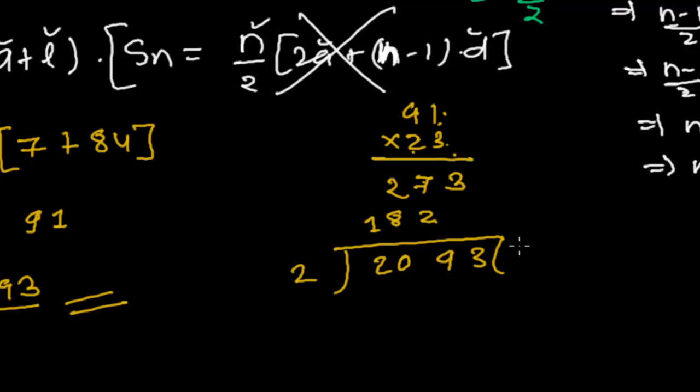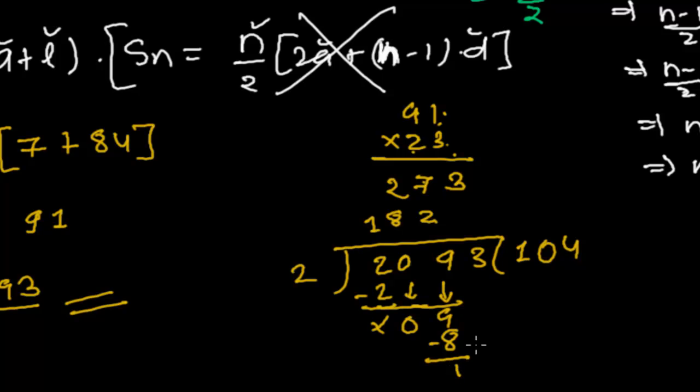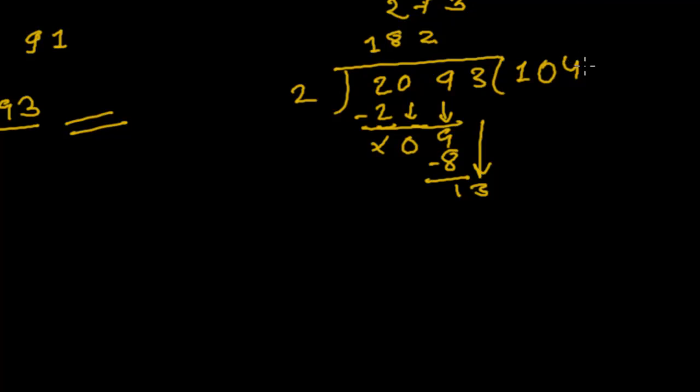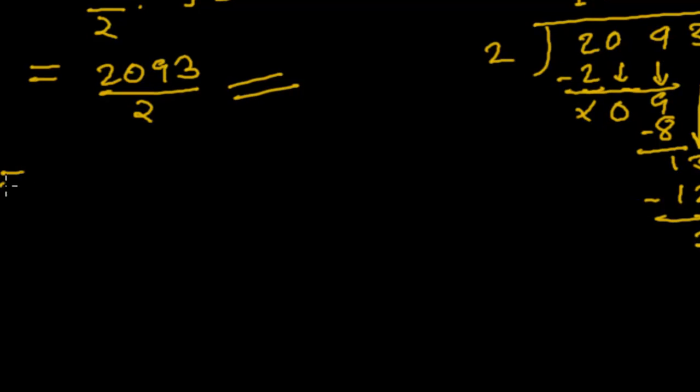So let me divide this by 2, right? 2 1s are 2, right? Then there is 0, so I can also write here 0, and now this 9 is coming, right? So 2 4s are 8, again 1 is coming, this 3 will fall down here, right? So 2 6s are 12, right? And we get 1, and then what I can write now is that first quotient, remainder upon the divisor, right?